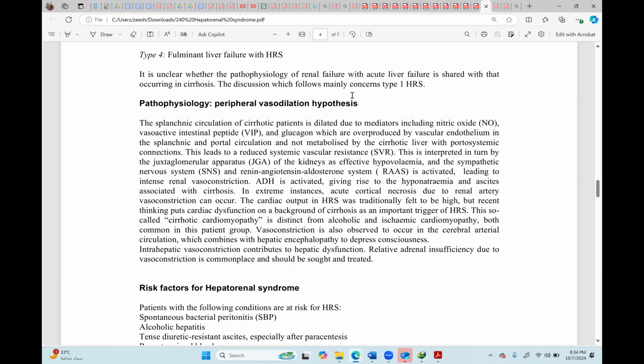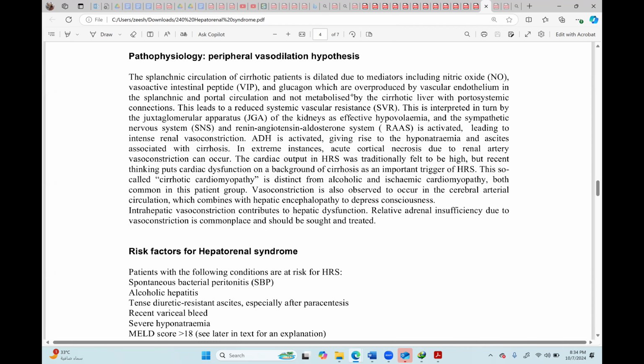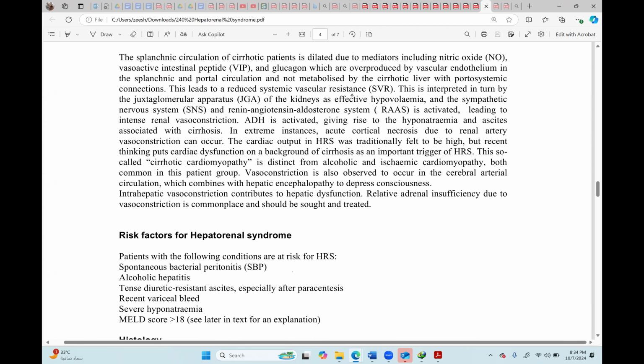The cardiac output in HRS was traditionally felt to be high, but recent thinking puts cardiac dysfunction on a background of cirrhosis, so-called cirrhotic cardiomyopathy, as an important trigger of HRS. It's very difficult to explain, but usually you can say it's an over-response to what is happening in liver failure, because there is a decrease in effective circulatory volume. So the kidneys are responding in a bad way.